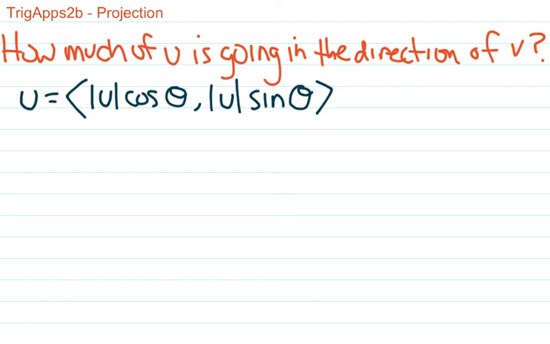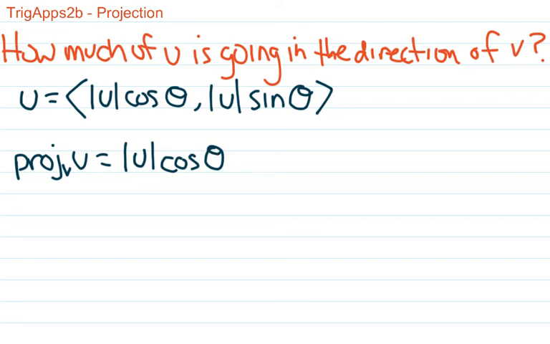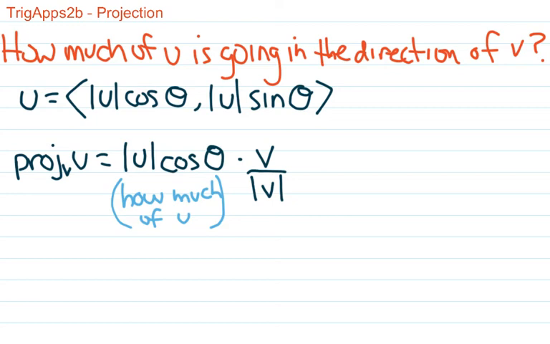Okay, now that that's said, let's go back to that projection of u onto v formula. And so what that looks like is the magnitude of u times cosine theta. I'll explain exactly how we got that in just a moment. Times v over the magnitude of v. All right, this first piece, magnitude of u times cosine theta, this is how much of u. Think about it: how much of u, that horizontal aspect with the magnitude. How much of it? Because that's all we care about is that horizontal piece.